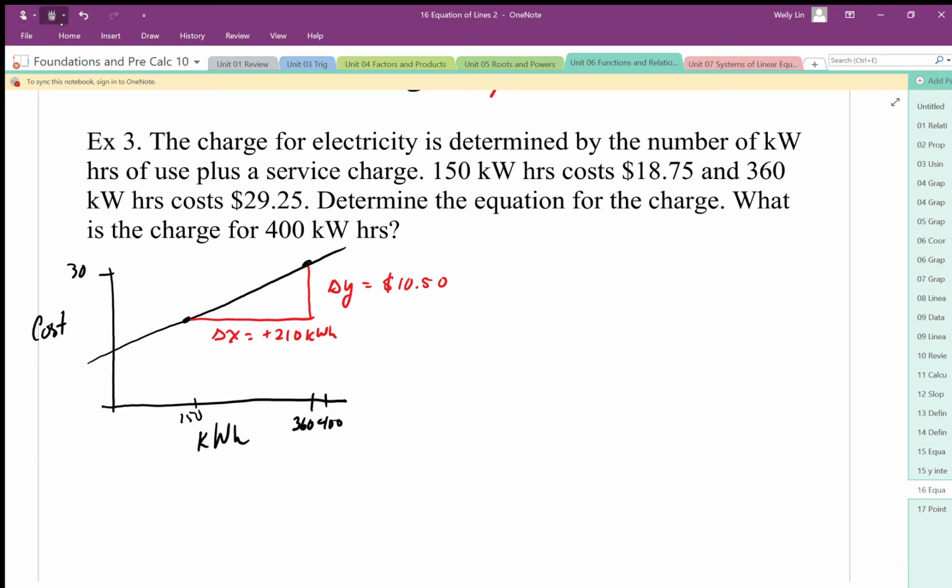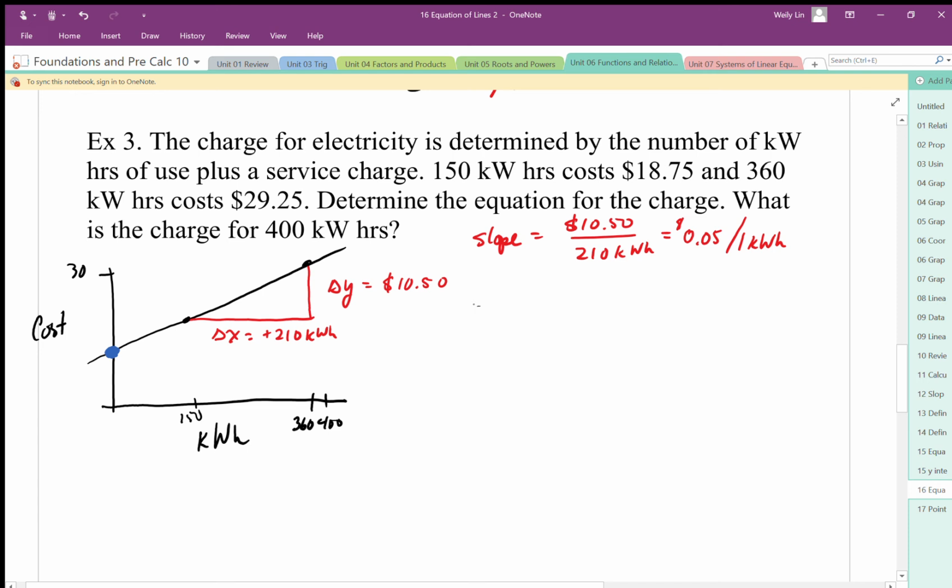So then my slope works out to be $10.50 for every 210 kilowatt hours. As a unit rate, 10.5 divided by 210 gives us $0.05 for 1 kilowatt hour. Okay, so there's my slope. I want to solve for the y-intercept. Okay, the y-intercept is the initial charge, the charge when we don't use any electricity.